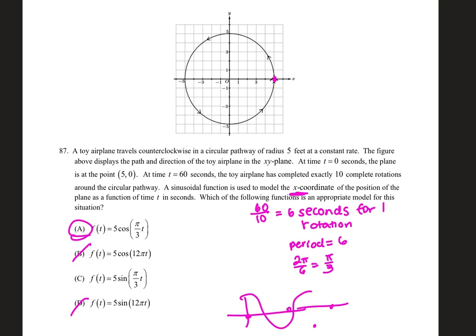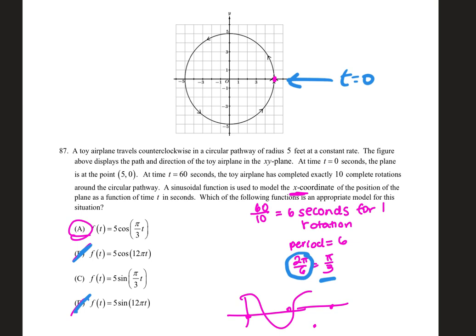So at time t equals 0, the plane is at 0.5. So here, t equals 0. That's the start. At time t equals 60 seconds, the toy airplane has completed exactly 10 complete rotations. So think the time divided by the number of rotations. So 60 divided by 10 tells you it is 6 seconds for 1 rotation. That means your period is 6. And 2 pi over the period gives you b. And b was pi over 3. So when you look at your answers, that rules out b and d.